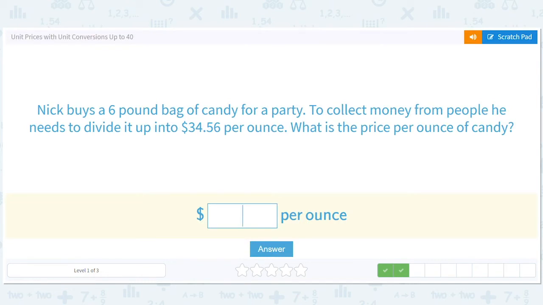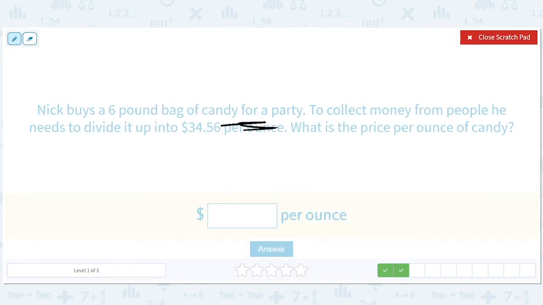Nick buys a 6-pound bag of candy for a party. To collect money from people, he needs to divide it up into $34.56. What is the price per ounce? Okay, so, I think this is a little bit confusingly worded, but basically we're going to take 6 pounds, and we're saying we're paying this much for 6 pounds. How much are we paying for each ounce? So let's figure out the price per pound first.